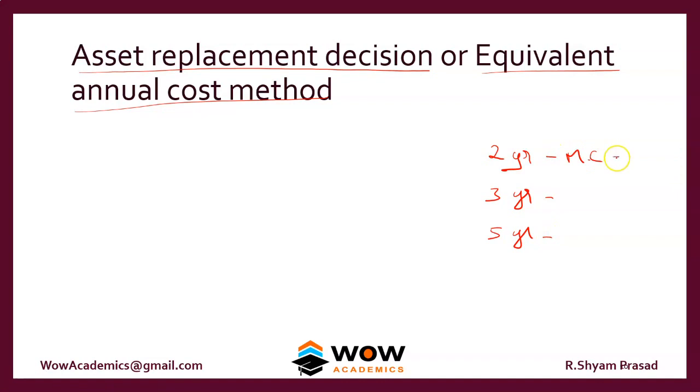cost and their scrap value will also differ. So each machine will have a different maintenance cost and a scrap value. In that case, which machine has to be bought? Okay, the overall cost of operating the machine should be low. So that is the concept here.